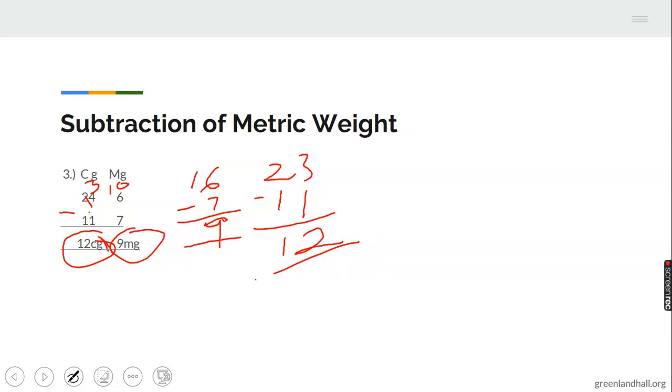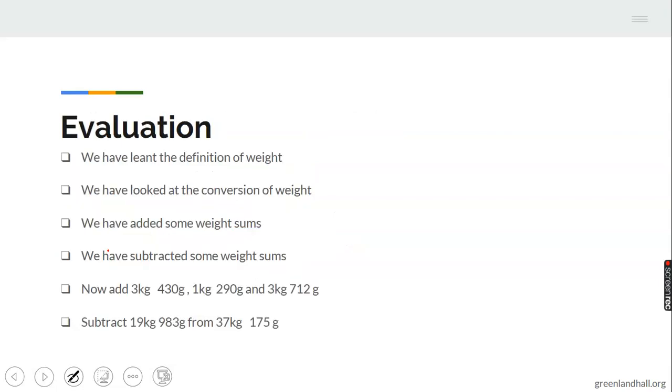Please, you can go back if you need to listen again, so that you can get it well. So in this lesson, we have learned the definition of weight. We have looked at the conversion of weight, and we have added some weight sums. We have also subtracted some weight sums.